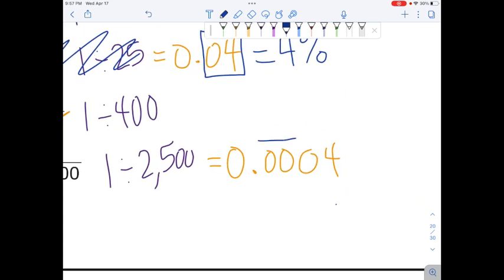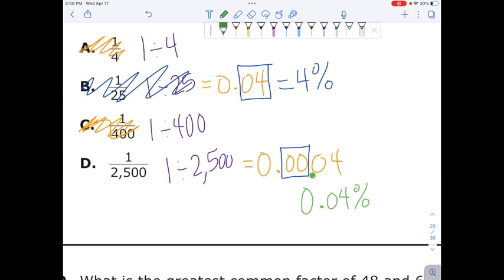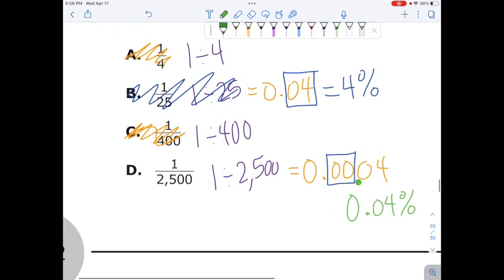If we box these first two digits, do you see how it's the 00? Then the decimal point would go there. So this is 0.04%. It has to be a teeny tiny decimal because this is less than 1%. So that's why it's got those leading zeros. So the answer is D.